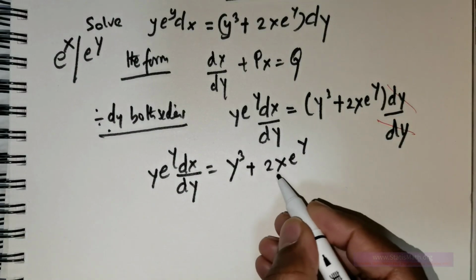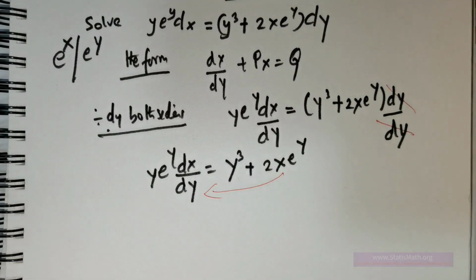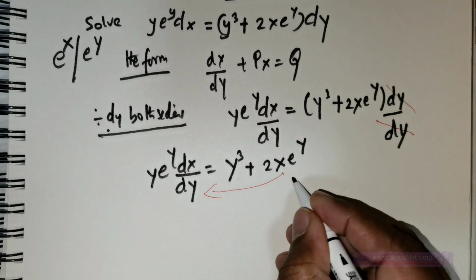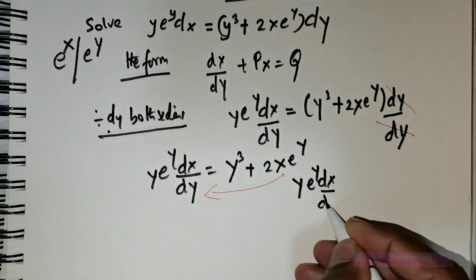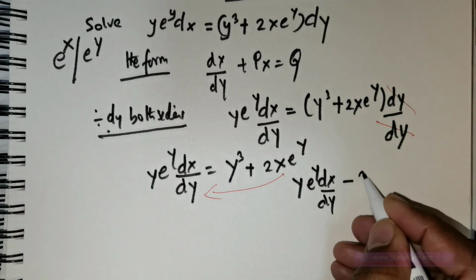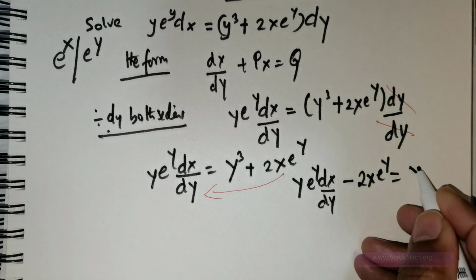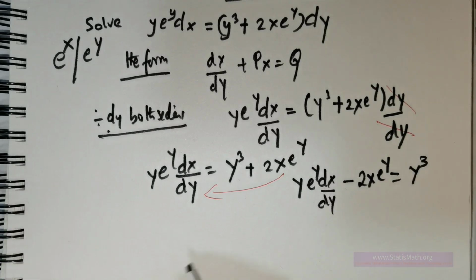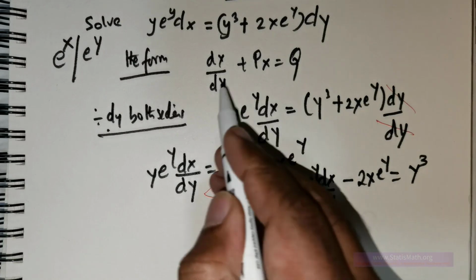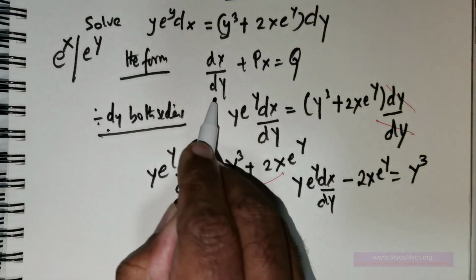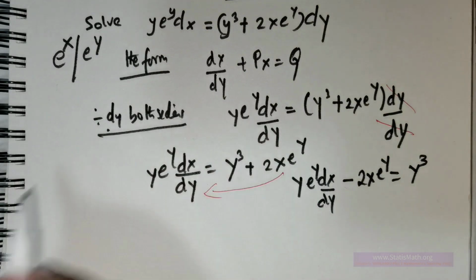Now I want to move this 2x e raised to the power y to the left. So I now have y times e raised to the power y times dx divided by dy minus 2 times x e raised to the power y is equal to y cubed. Now I don't want to have quantities with coefficients on dx over dy, because I'm looking at a form like this, dx over dy with no coefficients. In fact, the coefficient should just be 1.